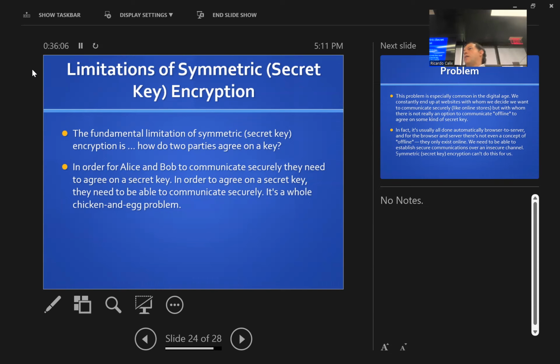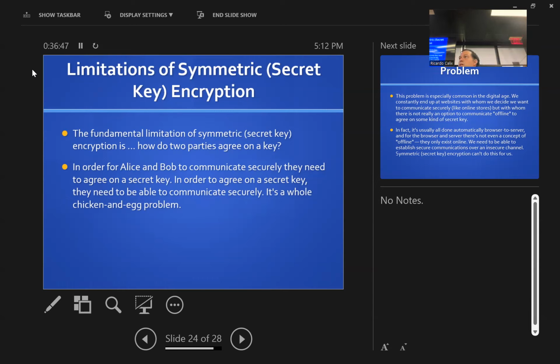You don't have time right now to go to your bank and get a password so that you can do banking, and then go to Brightspace and do that, and then Amazon and do that, and then think of all your streaming services and all that stuff. So that can't happen like that. In order for Alice and Bob to communicate securely, they need to agree on a secret key, because we are still going to use symmetric key encryption. We are still using these algorithms. The problem is we need the secret key. In order to agree on a secret key, they need to be able to communicate securely. So it's a whole chicken and egg problem.